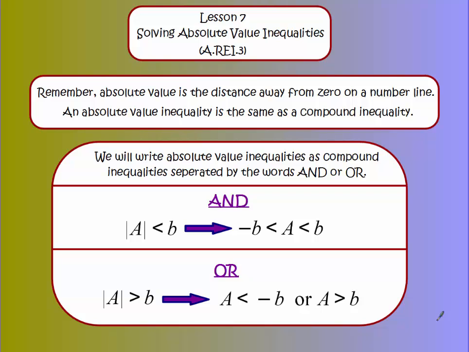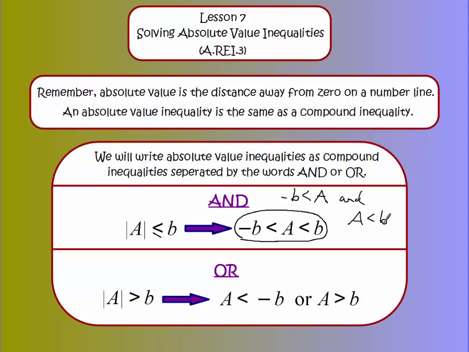In the first example here we have the word and, so absolute value of A is less than B. Whenever we see less than or even less than or equal to, we are going to separate the absolute value inequality with the word and. In other words, you can write it like this as one inequality, kind of doubled up like that. Or we could say this: negative B is less than A and A is less than B. So we could write it either way.